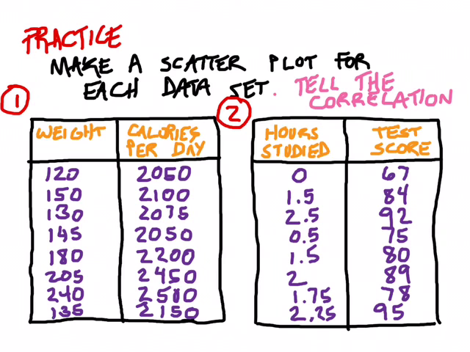So here are your practice problems for the lesson. I'd like you, for each of these two charts of data, to make a scatter plot for each one. The first one compares different weights of people and the number of calories they eat per day. And the second one is the number of hours a group of people studied for a test, and then their test score. So make a scatter plot for each one, make sure it's well labeled and all that, and then finally tell me the type of correlation you think that is at the end.